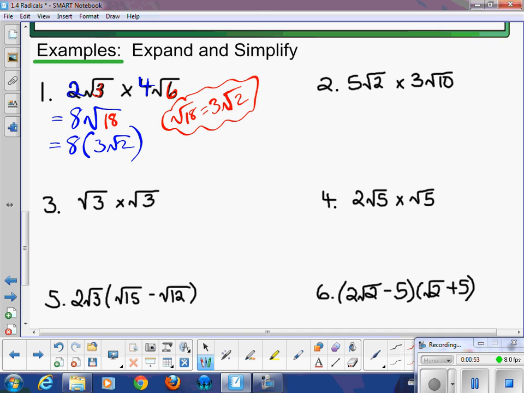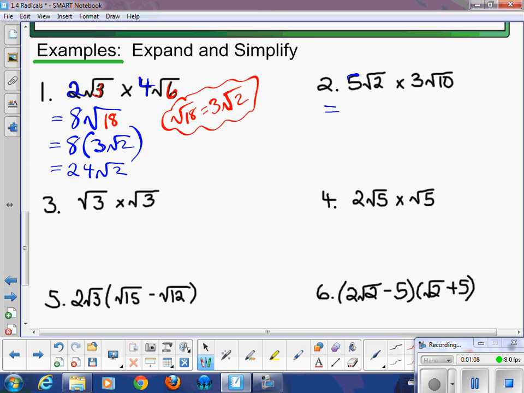Now normally I wouldn't put this step down. I would just take the 8 and the 3 and multiply them together. So that's 24 square root 2. Okay, second question. Same kind of concept.